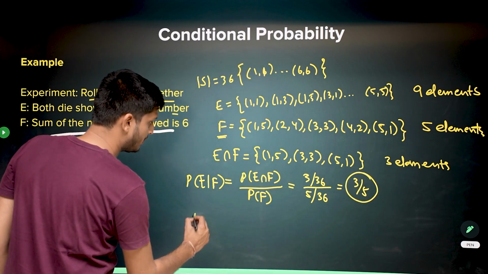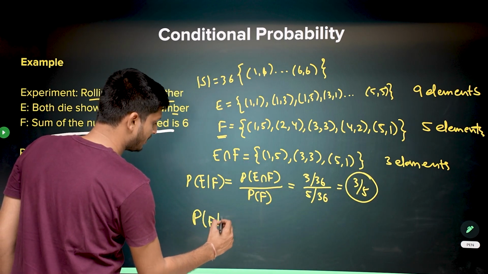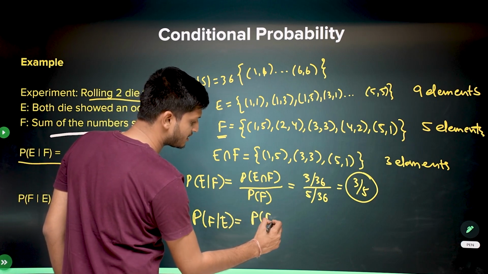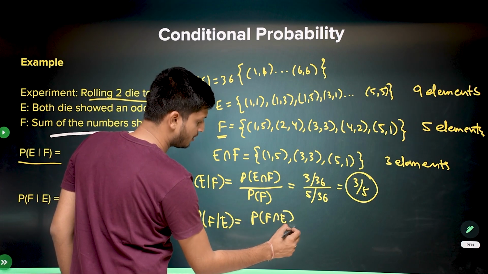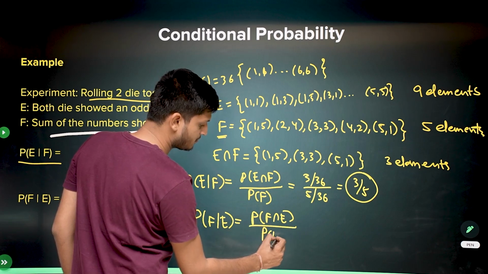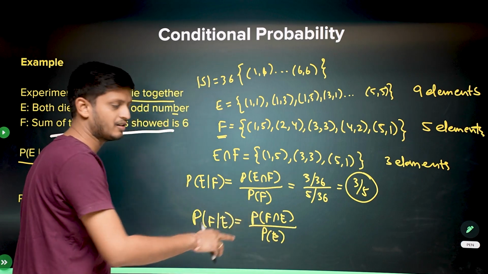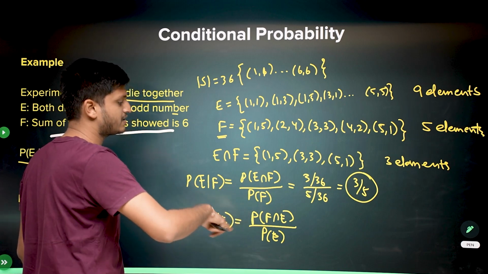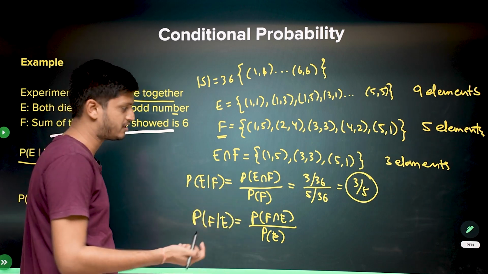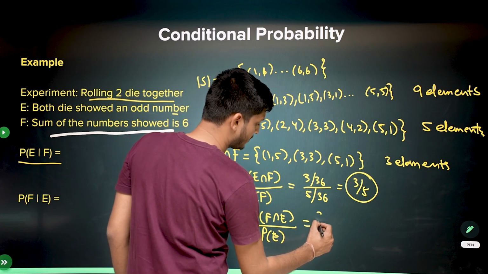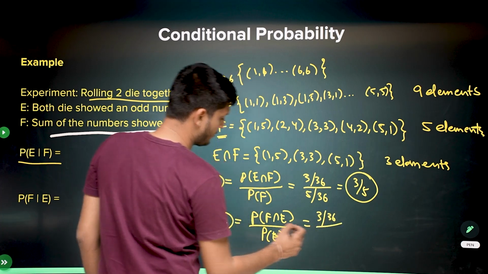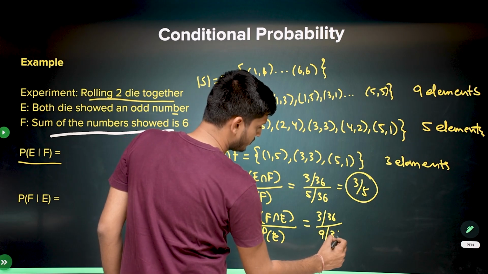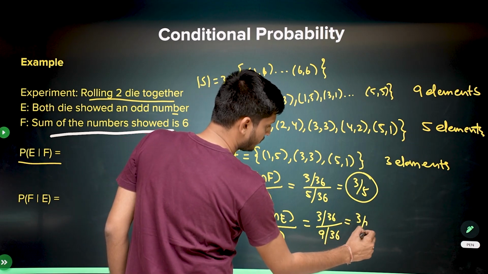And similarly, the probability of F given E has already happened will become the probability of F intersection E upon the probability of E. Since intersection is commutative, E intersection F and F intersection E are the same. So this will become 3 by 36 upon the probability of E. E has 9 elements, so 9 by 36. So this becomes 3 by 9, or 1 by 3.